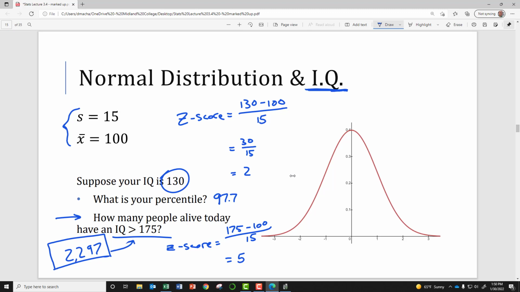If you consider how large the world is, with 8 billion people, this is a very, very tiny number. It's a very tiny portion of the population that has an IQ that high. So it's very extraordinary.